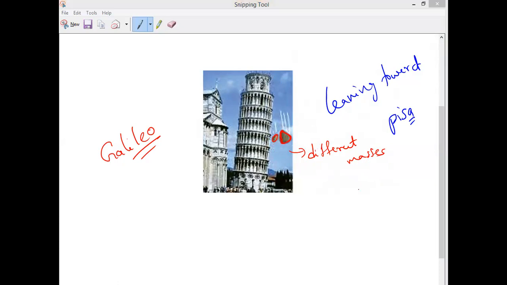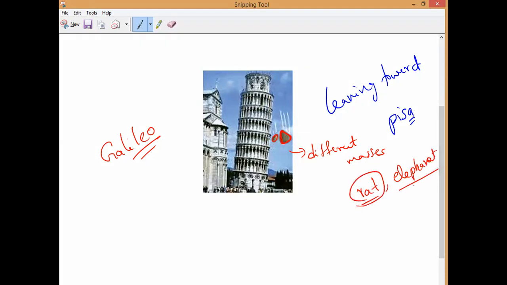Suppose I throw one rat and one elephant. Which one will reach the ground first according to Newton's third law? The rat. But both reach the ground at the same time. That is what we can observe very carefully. Rat and elephant both reach the ground at the same time, the same way as the big stone and small stone. Galileo observed that both the stones reach the ground at the same time.